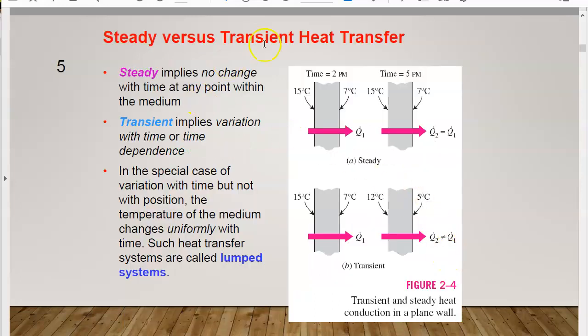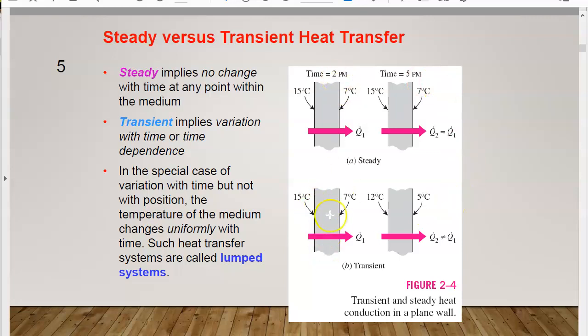Steady versus transient heat transfer. Steady implies no change with time at any point in the medium. Transient implies variation with time, or time dependence. Here, as you can see, is an example of steady state. From 2 p.m. up to 5 p.m. the temperature difference is still the same, 15 degrees Celsius and 7 degrees Celsius. So Q1 is equal to Q2. This is steady heat transfer.